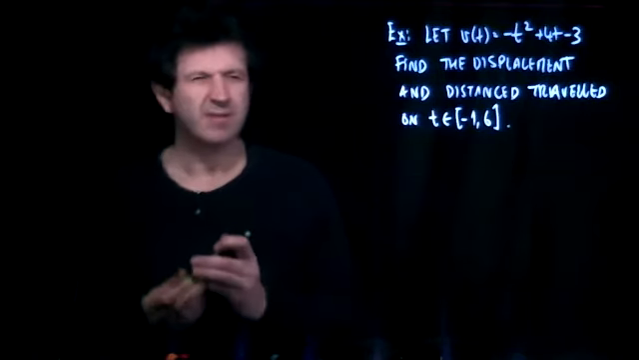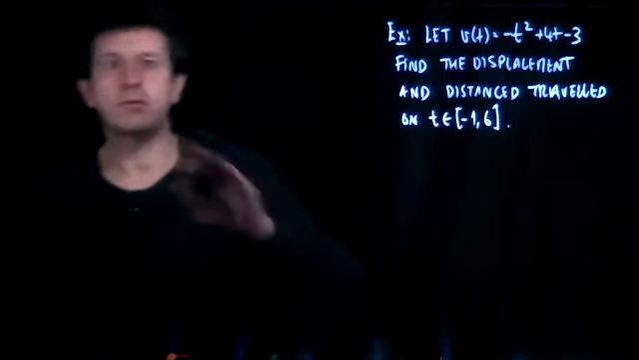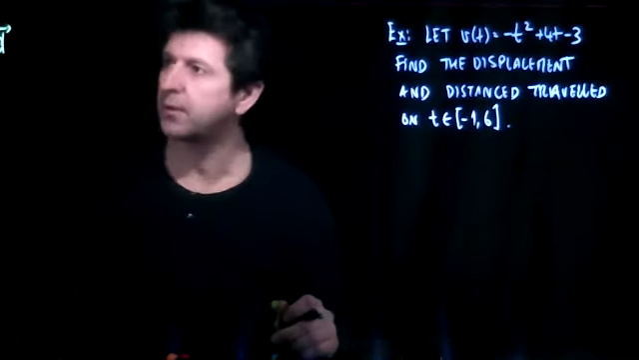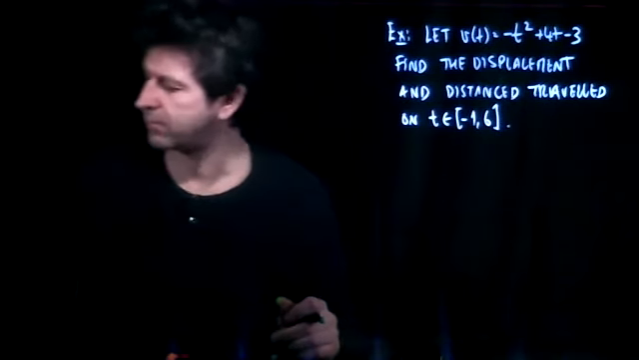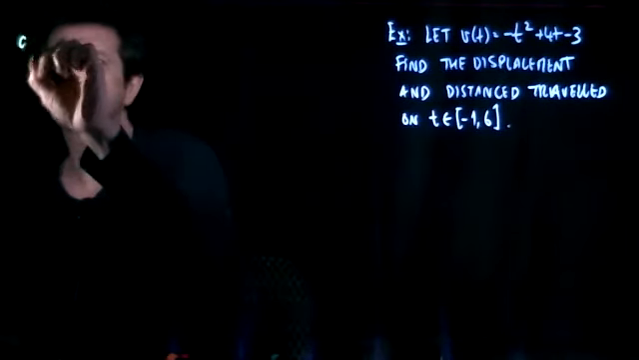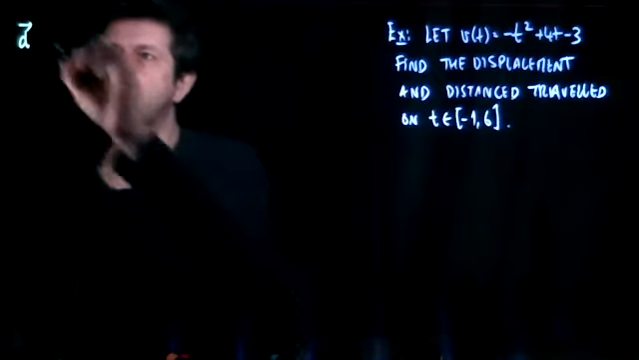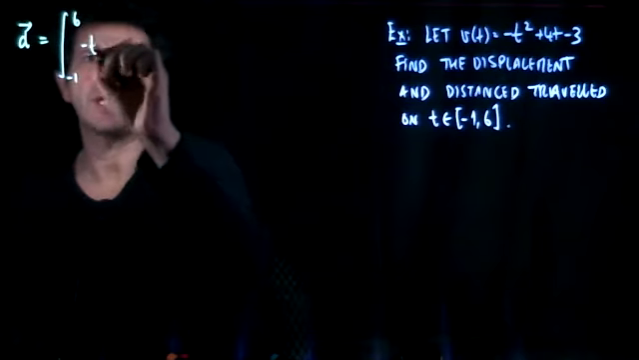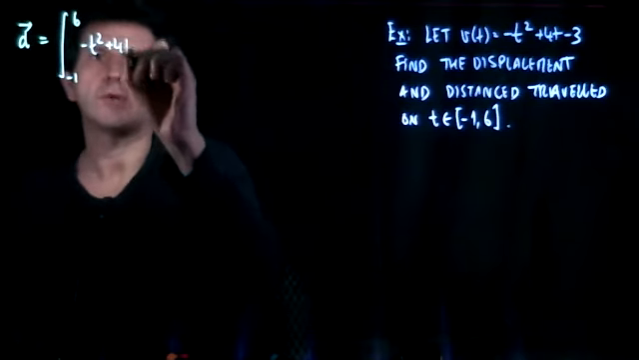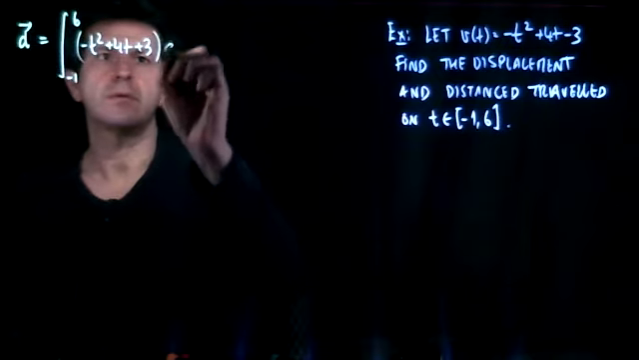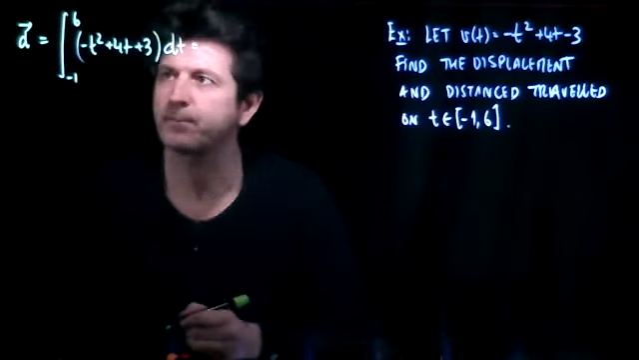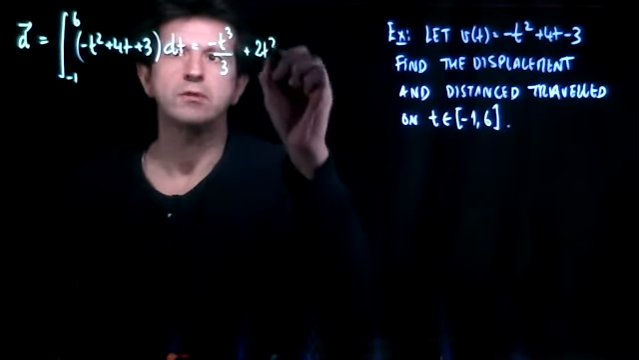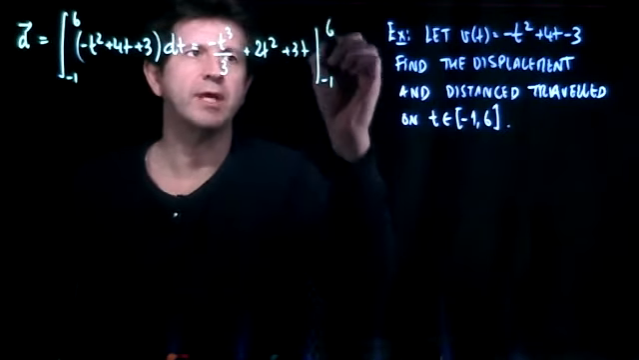Okay, that's correct. So first one, let's find the displacement. So the displacement is the integral from -1 to 6 of v of t, which is -t squared plus 4t minus 3 dt. And that's pretty easy. Just find the antiderivative. So -t cubed over 3 plus 2t squared minus 3t evaluated from -1 to 6.